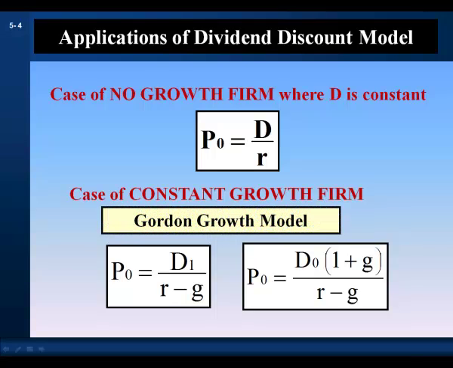This formulation of the dividend discount model is called the Gordon growth model, named after Myron Gordon, who introduced the model in a 1959 paper. This is the most popular and useful formulation of the dividend discount model.